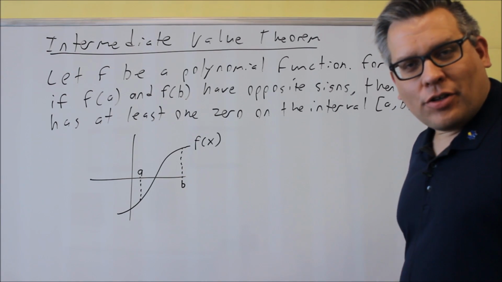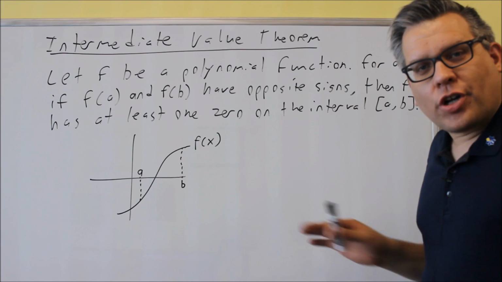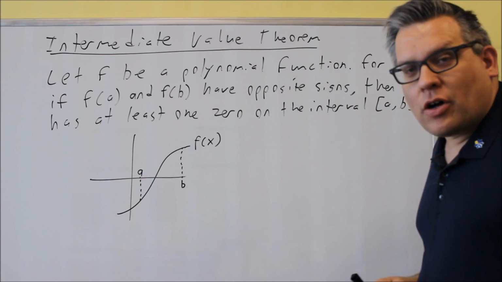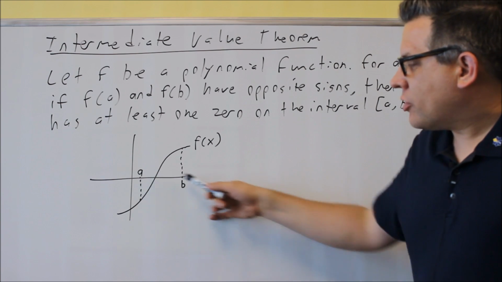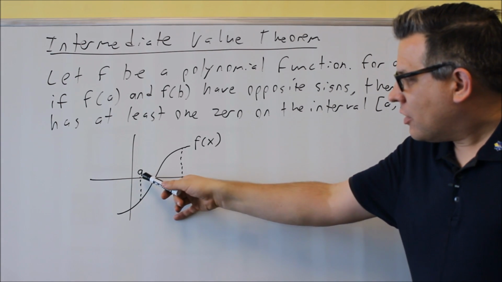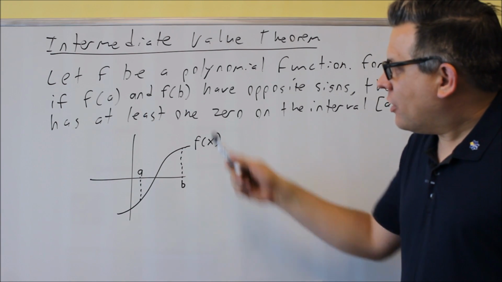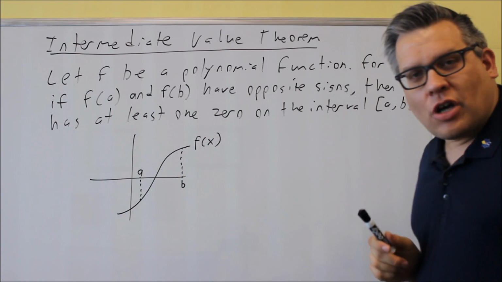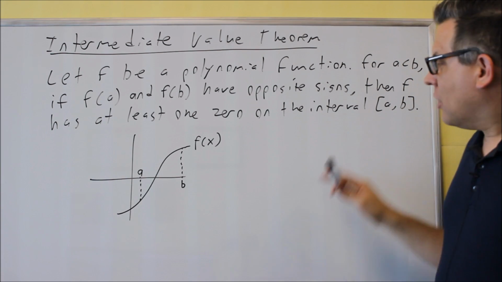We're now going to talk about the intermediate value theorem. So here's the theorem here. I'm going to give you a chance to read it and I'm going to explain this. So f is a polynomial, and for a is less than b, so we're talking about number line a and b here. If the y value at a and the y value at b, that's what these stand for, have opposite signs, then f has at least one zero on this interval.